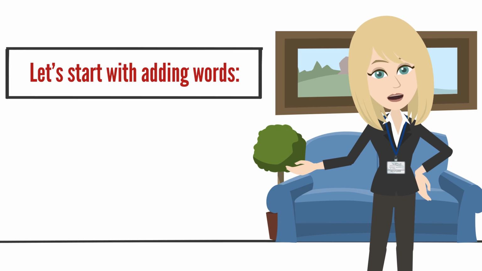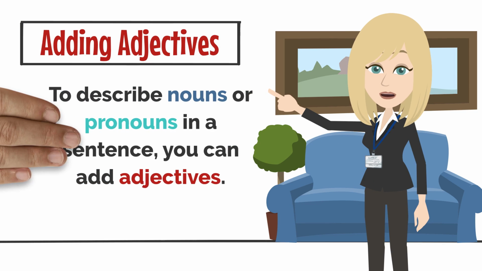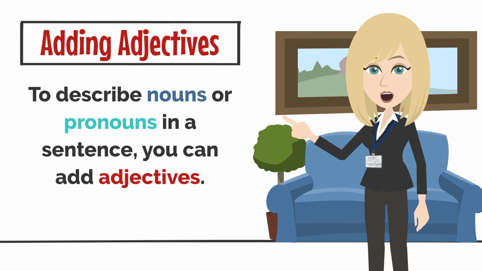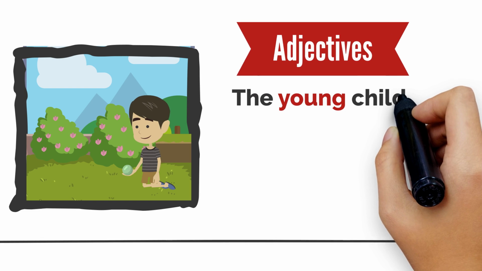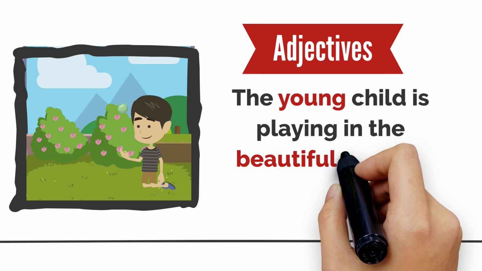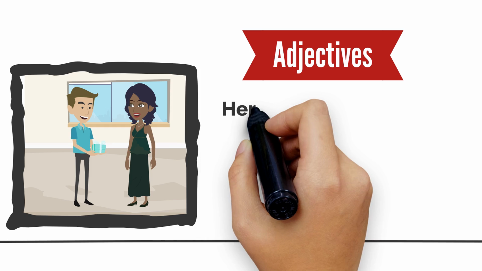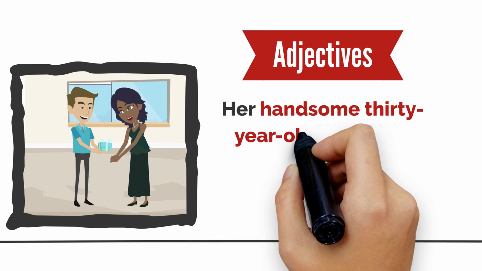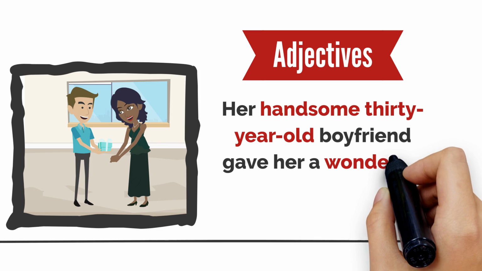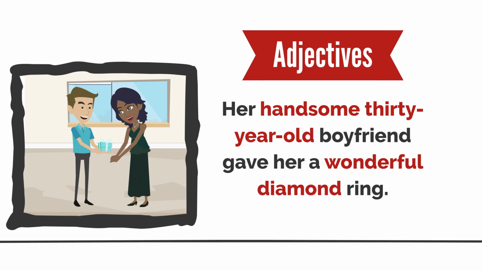Let's start with adding words. To describe nouns or pronouns in a sentence, you can add adjectives. Here's an example. The young child is playing in the beautiful garden. Or, they met a famous actor in the Italian restaurant. You can also say, her handsome 30-year-old boyfriend gave her a wonderful diamond ring.